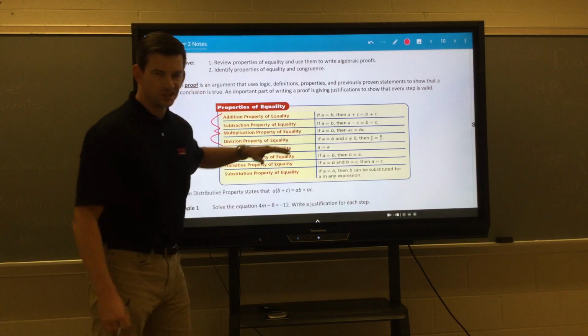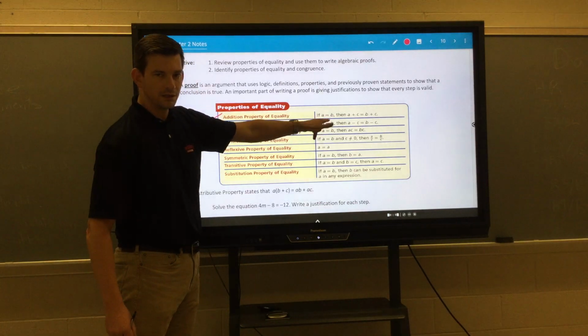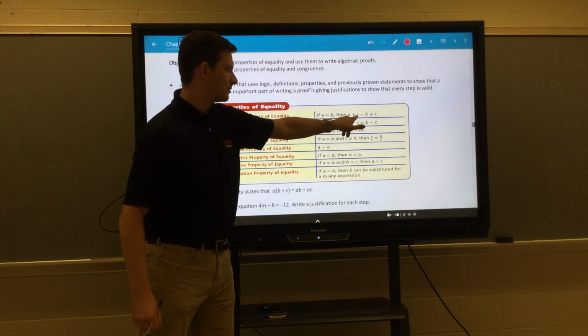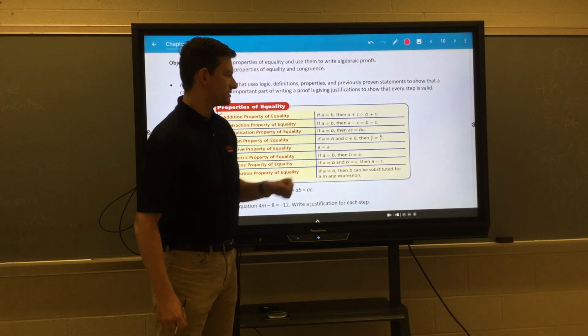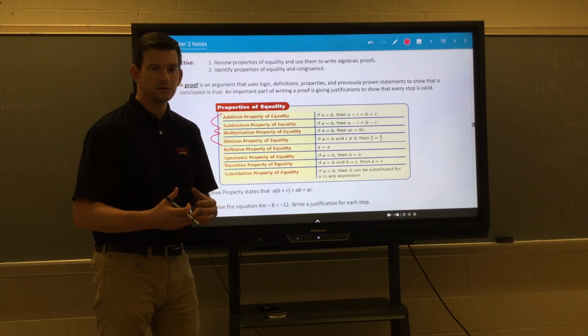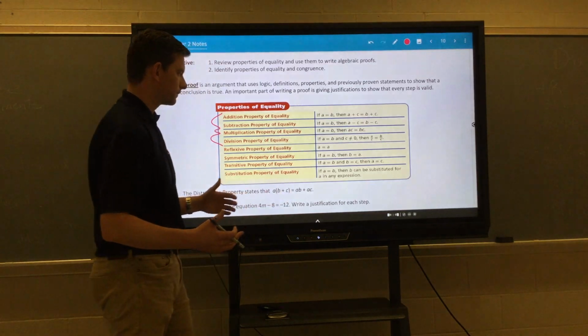So let's start with addition here. The addition property of equality says if you have 2 terms equaling each other, if A equals B, then A plus C equals B plus C. You're allowed to add the same thing onto both sides of the equation, and it stays balanced. That's the addition property of equality.